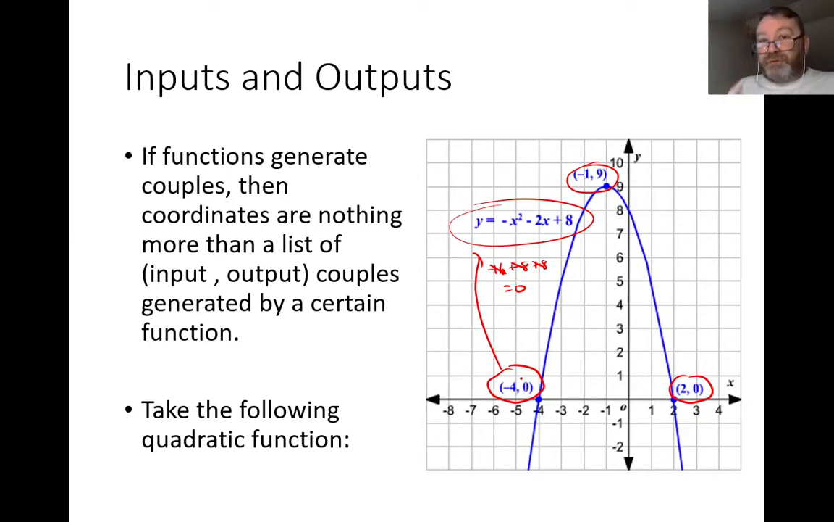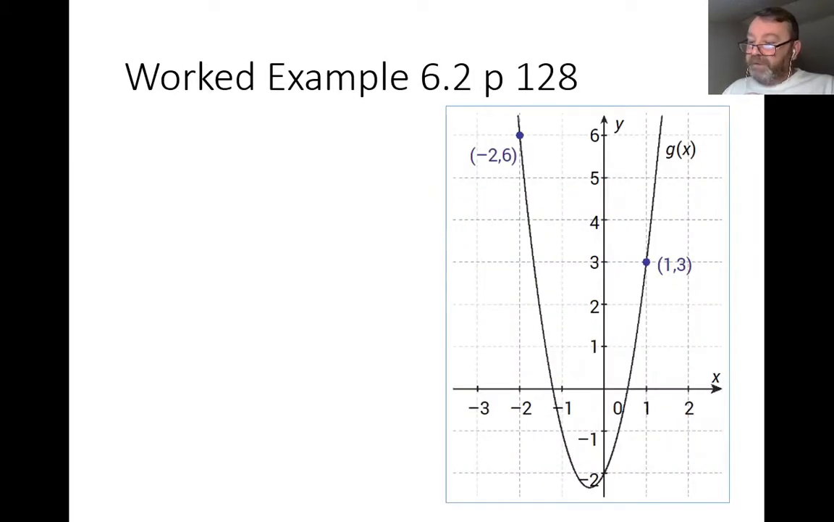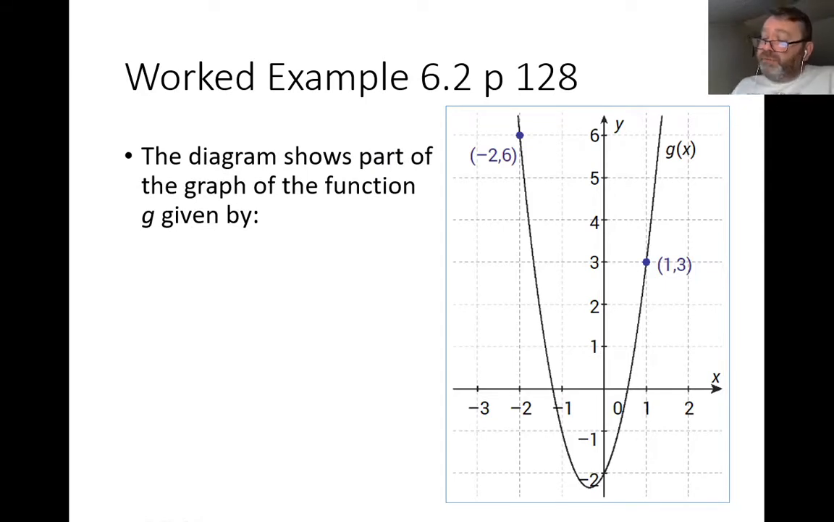So that's why it's extremely important to remember going forward in this chapter that coordinates contain the input and the output values that have gone through a certain function, or better still, are linked by a certain function. All right, so let's take a look at this. Page 128, example, it's a worked example in your book, 6.2. The diagram shows part of the graph of the function g, which is given by g of x. Now g, by the way, is the name of the function. ax squared plus bx minus 2, where x is an element of real numbers.